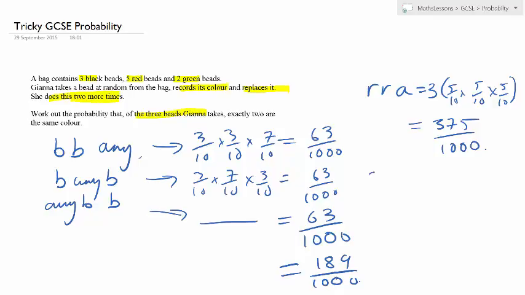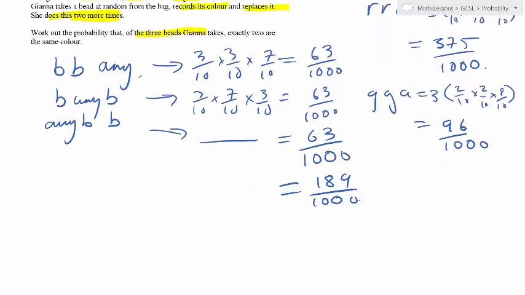And then we're going to look at the green beads. So we've got 2 green, green and any other colour. Remember, there's going to be 3 ways of doing that, because you can go green, green, any, or any, green, green. But we're not going to write them all out like we did here, because we realised that we can just times by 3, the probability doesn't change because the colour is replaced each time. And green is going to be 2 tenths times 2 tenths times 8 tenths, because any other is 5 red and 3 black. So that gives us 2 tenths times 2 tenths, 4 times 8 is 32, times 3 is 96 over 1,000.